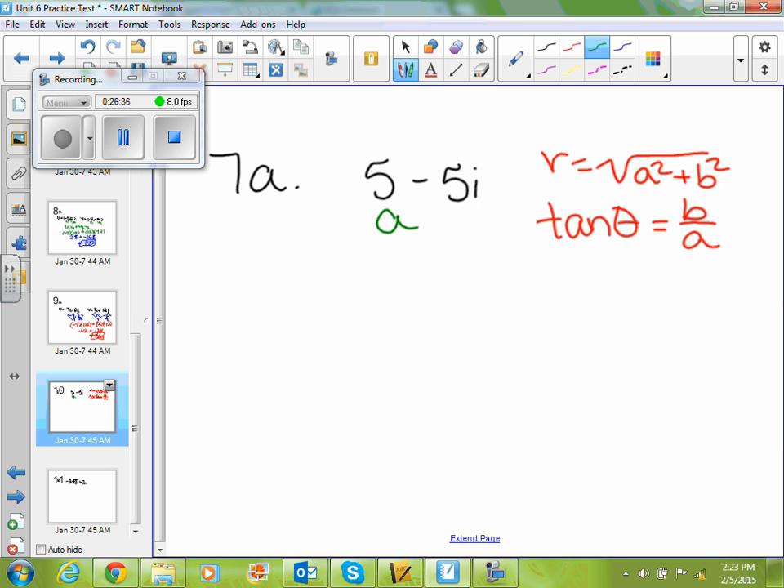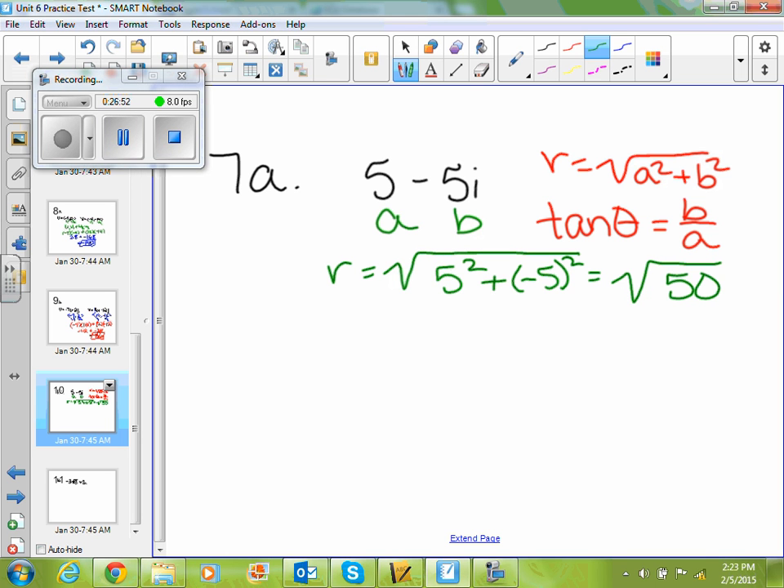Okay, so a is 5, b is negative 5. So r equals the square root of 5 squared plus negative 5 squared. 5 squared is 25. Negative 5 squared is 25. 25 plus 25 is 50. Then tangent of theta equals negative 5 over 5. Negative 5 divided by 5 is negative 1. So looking at your unit circle, tangent is equal to negative 1 at 3 pi over 4.